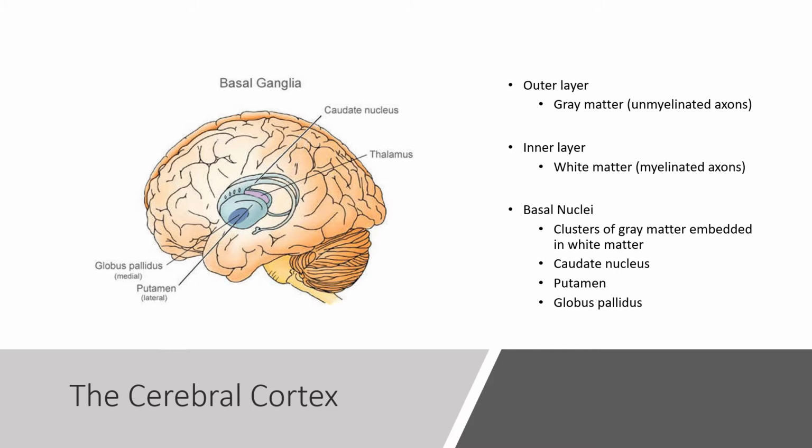Now, there are several parts to your cerebrum. The cerebral cortex is considered to be the very outer layer of your cerebrum, made of gray matter or unmyelinated axons. The inner layer of your cerebrum is white matter or myelinated axons, but also within the cerebrum are what's called the basal nuclei, and these are clusters of gray matter that are embedded in white matter, such as your caudate nucleus, your putamen, and your globus pallidus.